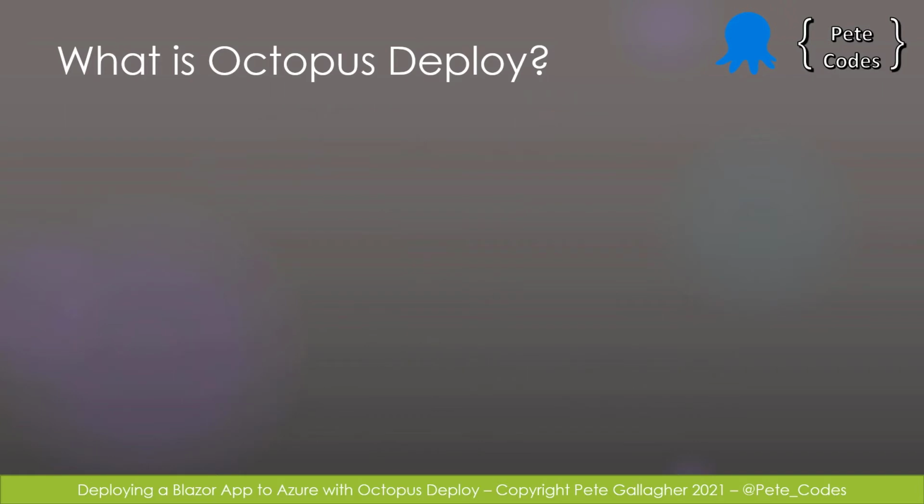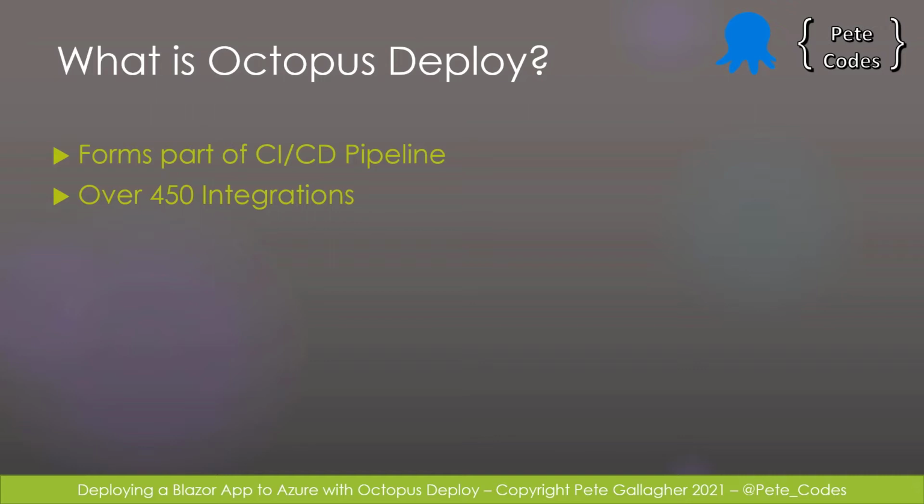So what are some of the things that Octopus give us? It forms part of your existing CI/CD pipeline and has over 450 integrations. So on both sides of this process, where we have things like perhaps Jenkins or Azure DevOps, we can then hook Octopus Deploy into that pipeline to concentrate on the deploy steps. And then from that deploy step, we can send out notifications to Slack or deploy scripts onwards that affect the rest of our infrastructure.